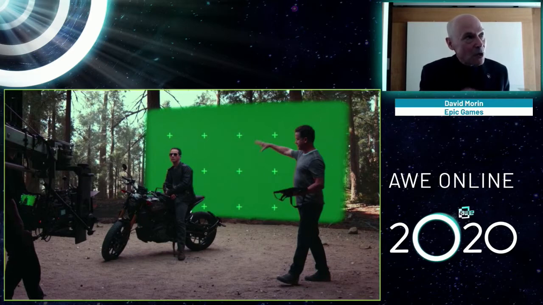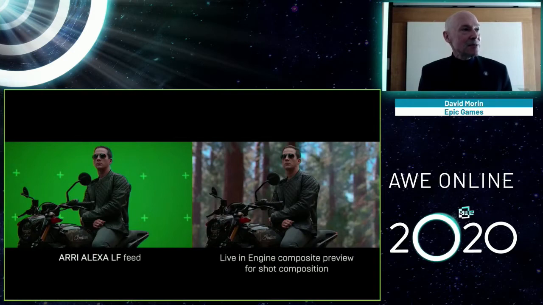You can turn any part of the wall, including the camera frustum, into green. So if you're not sure if your background is going to be final, you can use a good old-fashioned green screen as a backup. And here's an example of real-time compositing on set.